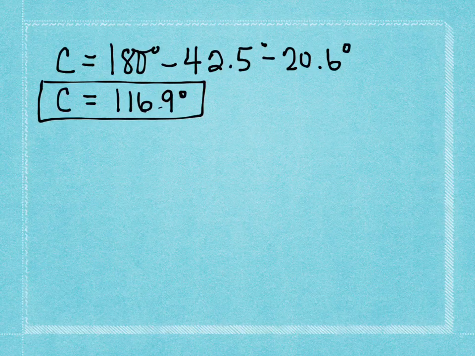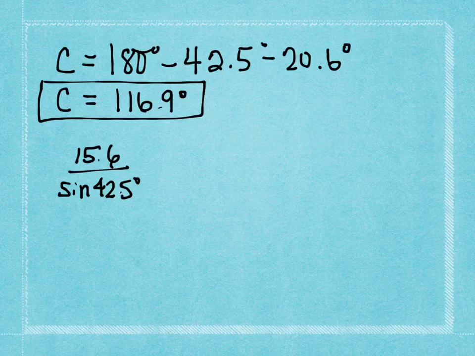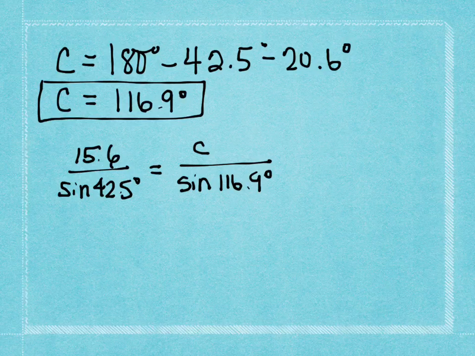Okay. But I'm not quite done. I need to find side C, right? That's the one side I don't yet know. All right, so the sides that I do know: side A was 15.6 over sine of angle A, which was 42.5. Side C is what I don't know, and angle C I just found, and I'll use it, sine 116.9 degrees.